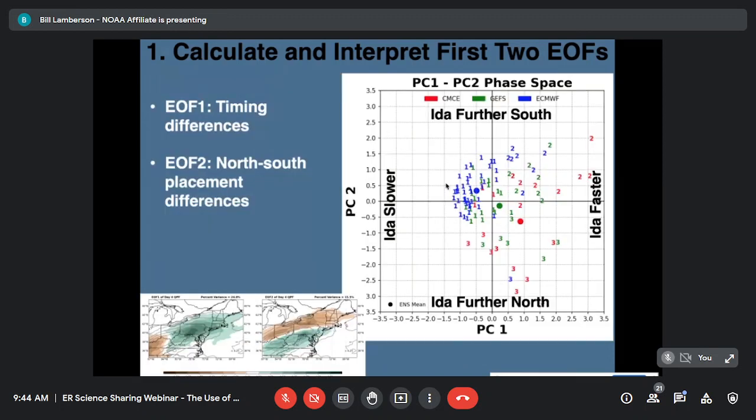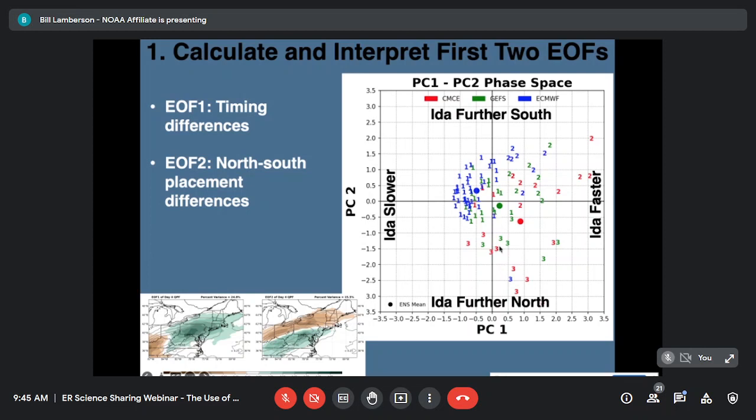All right, so as I've said, all the ensemble members will have a principal component for EOF1 and EOF2 that will tell you how that member relates to those EOF patterns. So you can plot all the ensemble members in a phase space with their principal component for EOF1 along the x-axis and their principal component for EOF2 along the y-axis. I've already gone through and clustered them, but just ignore that for now. We can see all 100 ensemble members are plotted in this PC1, PC2 phase space, with the European ensemble members in blue, the GEFS in green, and the Canadian in red.